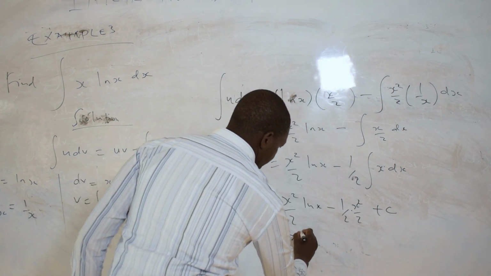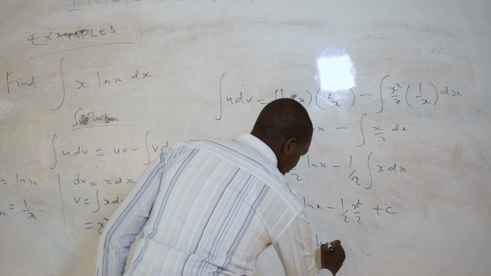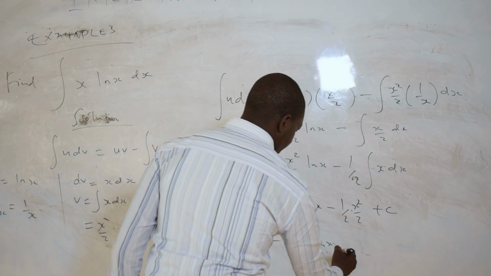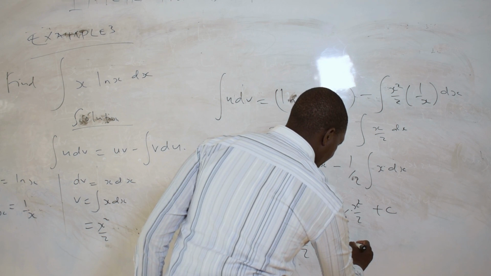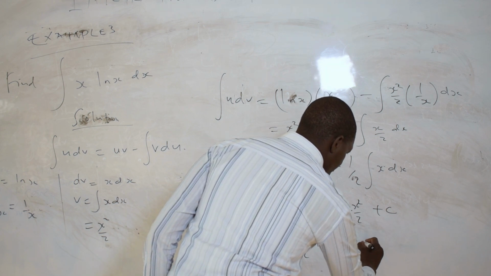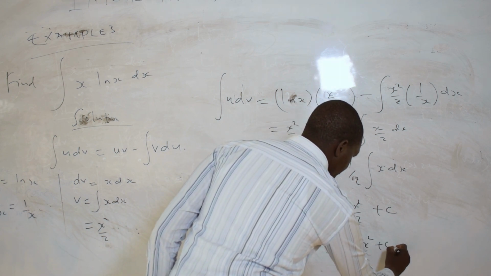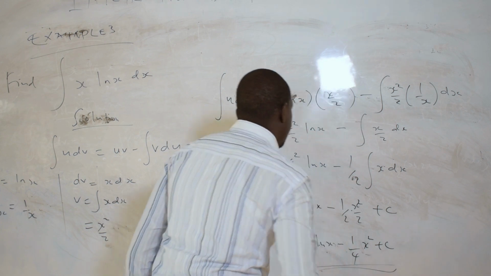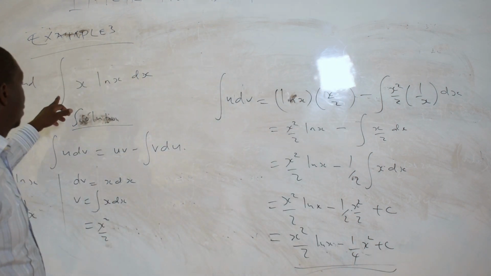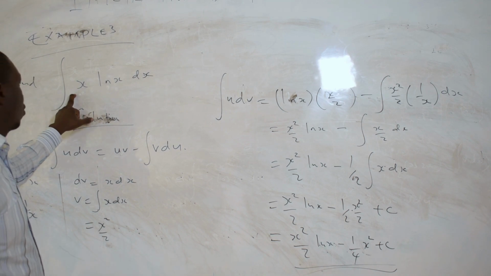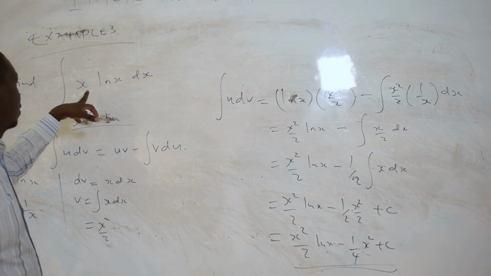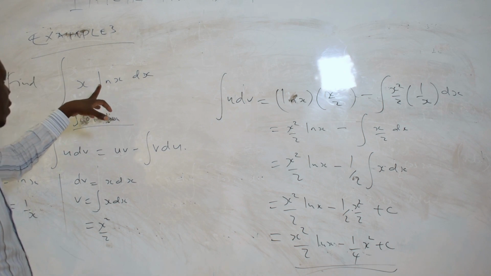So again, this is the same as x squared over 2 natural log of x minus 1 over 4 x squared plus c. This becomes the answer to the integral of x times natural log of x dx.